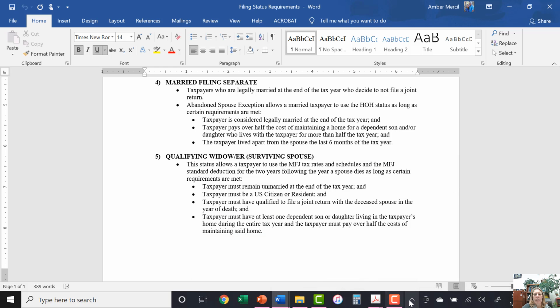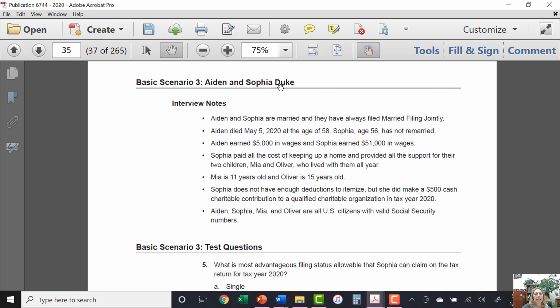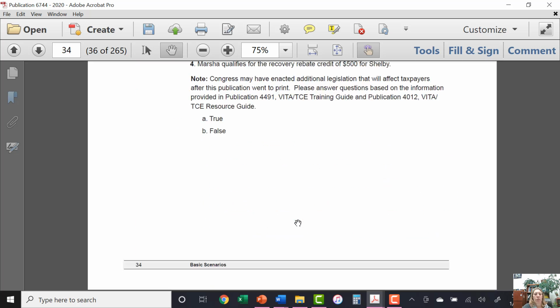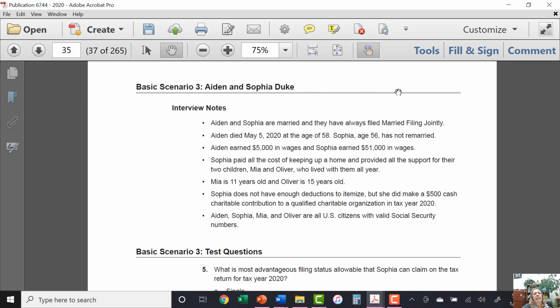Okay, what I want to do now is go over to the testing booklet and go through just question 5 of basic scenario 3. This is on page 35. So we have Aiden and Sophia Duke. Aiden and Sophia are married, and they have always filed married filing joint. Aiden died in 2020 at the age of 58. Sophia, age 56, has not remarried. Aiden earned $5,000 in wages, and Sophia earned $51,000 in wages. Sophia paid all the costs of keeping up a home and provided all the support for their 2 children, who lived with her all year. Mia's 11, Oliver's 15. Sophia does not have enough deductions to itemize, but she did make a $500 cash contribution.